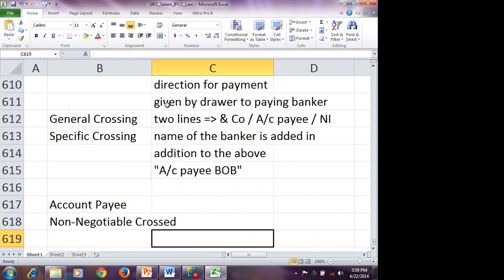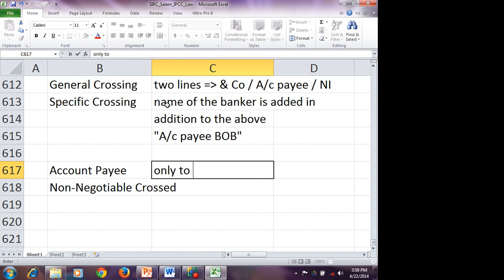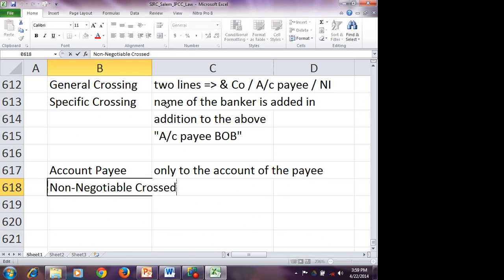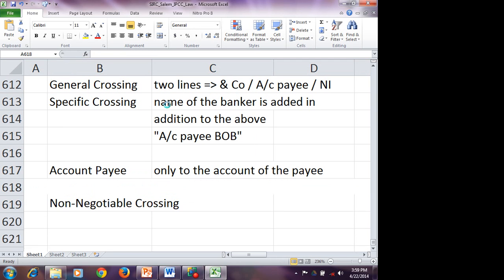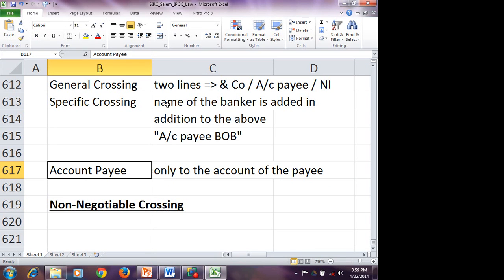Then coming back to non-negotiable crossing. Account payee means only to the account of the payee. That is the account payee crossing. What is meant by non-negotiable crossing? See, in case there is no negotiation, it means it cannot be a negotiable instrument at all. What is non-negotiable crossing?